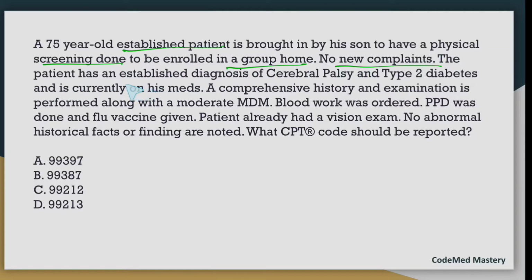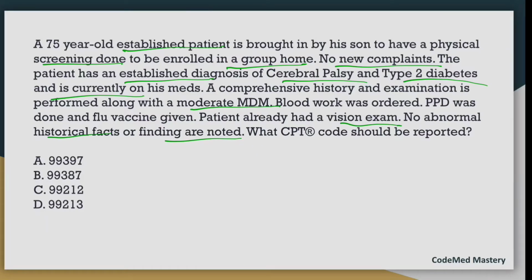The patient has an established diagnosis of cerebral palsy and type 2 diabetes and is currently on his medications. A comprehensive exam is performed and moderate MDM. Blood work was ordered, EKG was done, flu vaccine was given. Patient already had a vision exam. No abnormal historical facts or findings are noted. What CPT code should be reported?